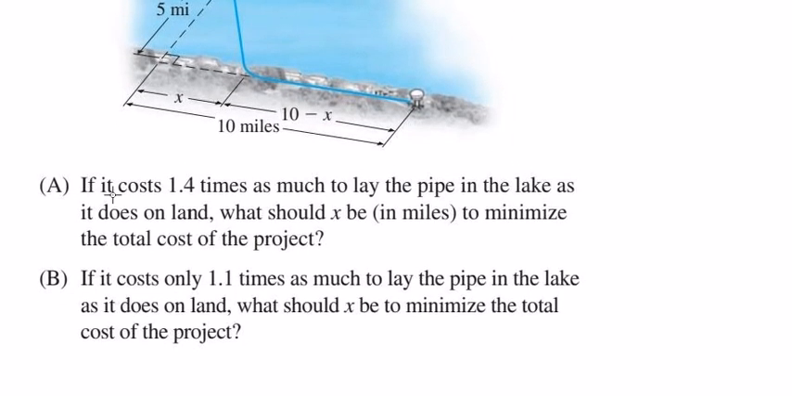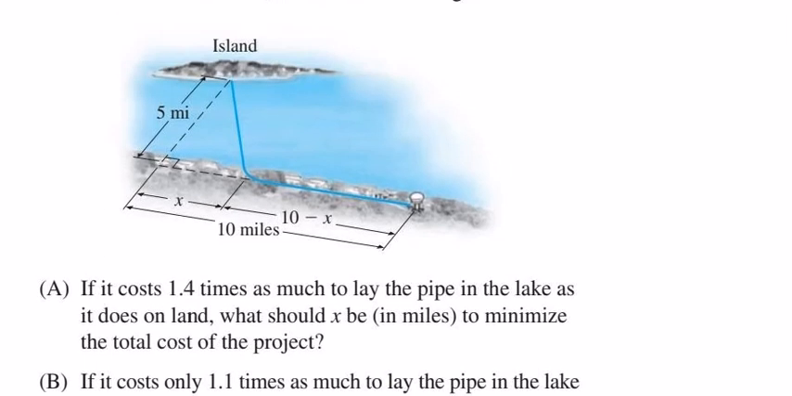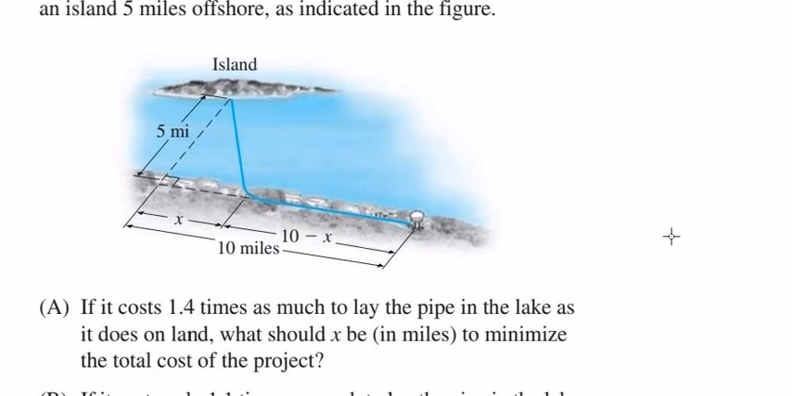The question: if it costs 1.4 times as much to lay the pipe in the lake as it does on the plane, what should S be in miles to minimize the total cost of the project? Question B is similar but they change only 1.1. And now I will show you the technique how to answer the question.